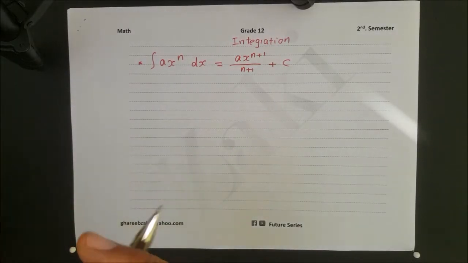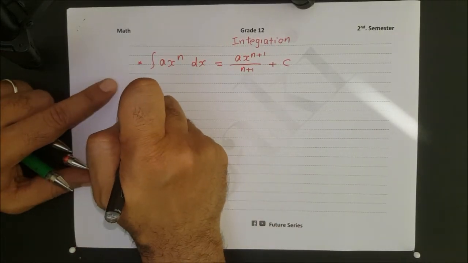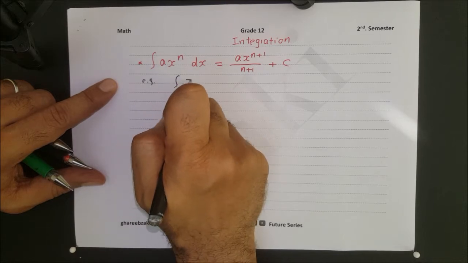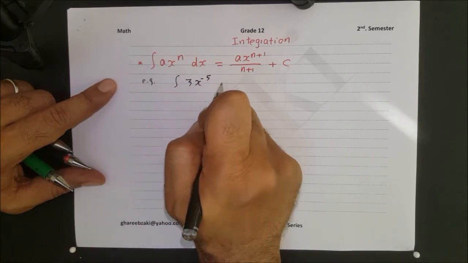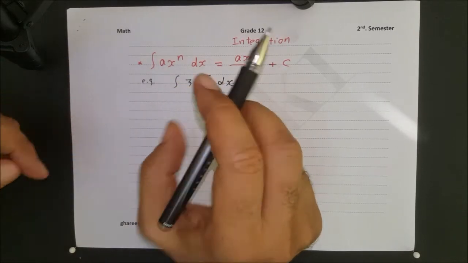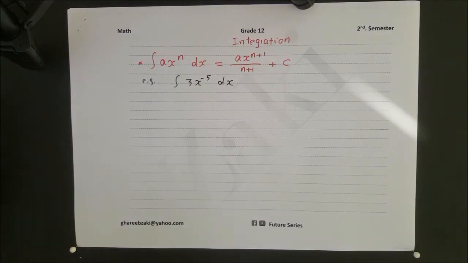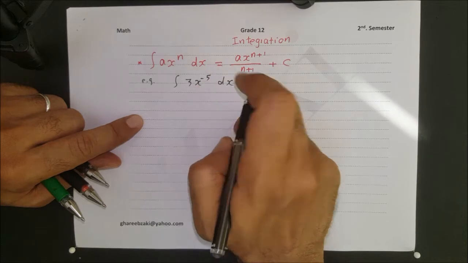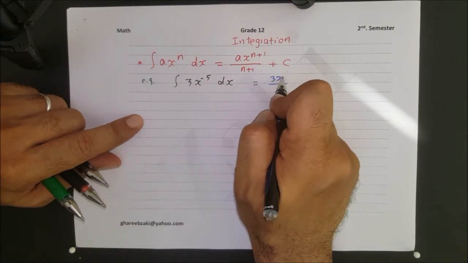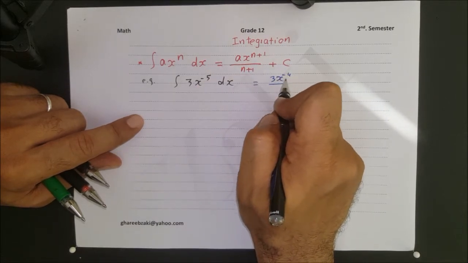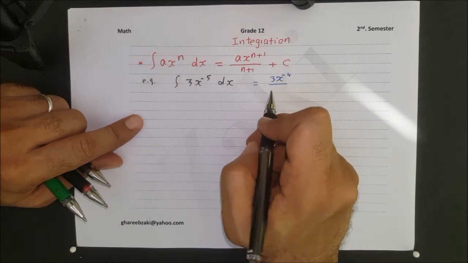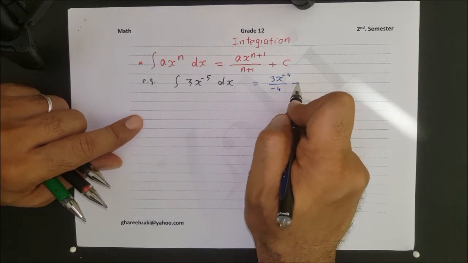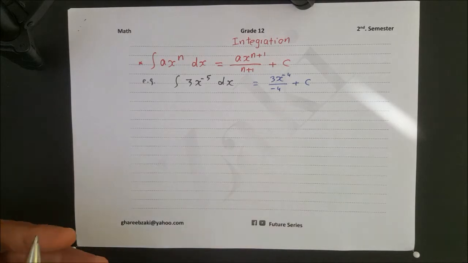Let us see an example about this. For example, integration of 3x power negative 5 dx. So what is the answer? We add 1 to the power, negative 5 plus 1 is negative 4. So it's 3x power negative 4, divided by the new power, negative 4, plus constant.